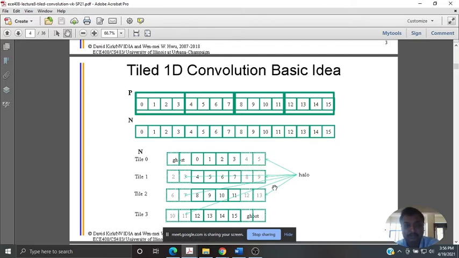So this is how the computation looks, or the basic structure. P is divided into 4 elements, N is also divided in terms of 4 elements for that matter, but the convolution mask size is 5.